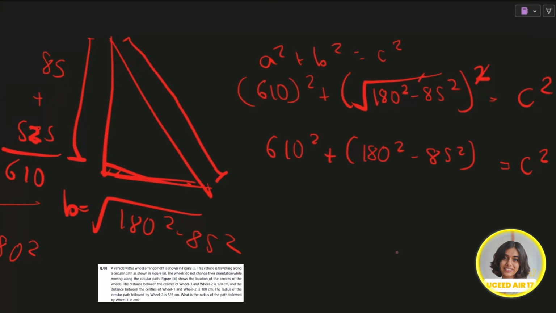You see, 610 का square निकालना है. We have to take 180 का square, 85 का square, and whatever value you get by this, I have to again under root. I have to put that under a root, and find the square root of that value. That value is in lakhs. So basically, these kind of questions are bait.